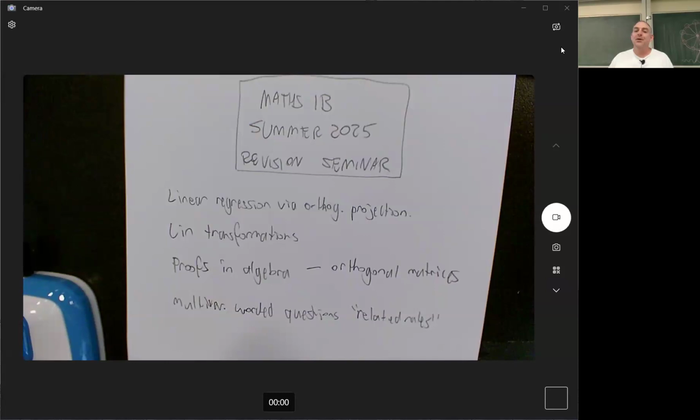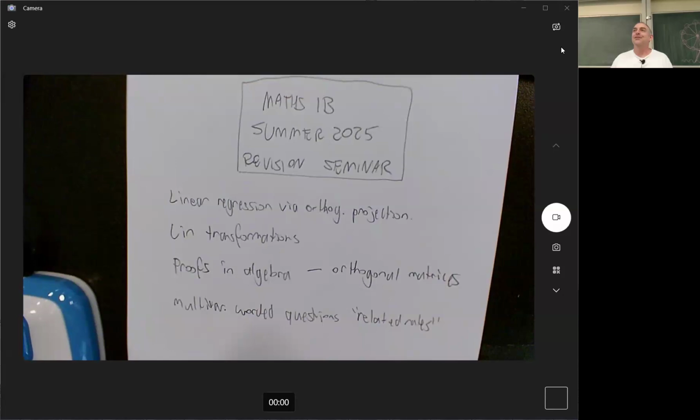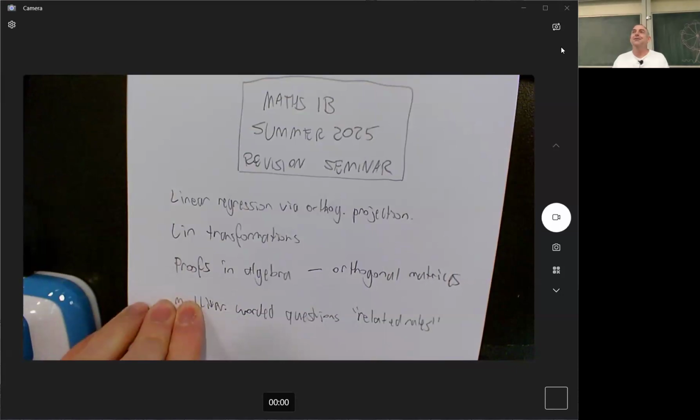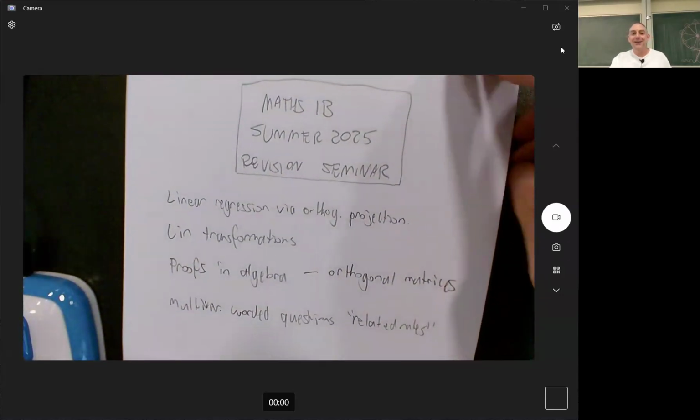Okay. Moving on: linear transformations, or multivariable worded questions, not necessarily multivariable, but related rates sort of questions where you're trying to connect together the rates of change of things. Let's vote. Linear transformations, hand up. Calculus. Oh, come on, it's 3 and 3, undecided.